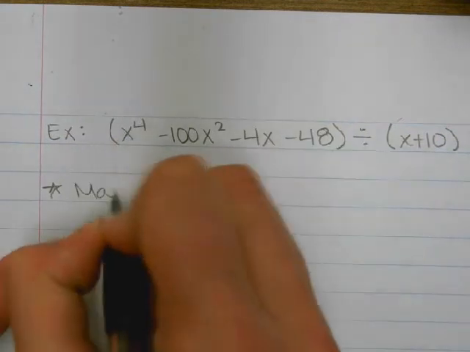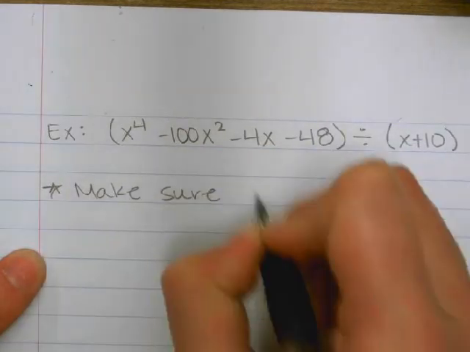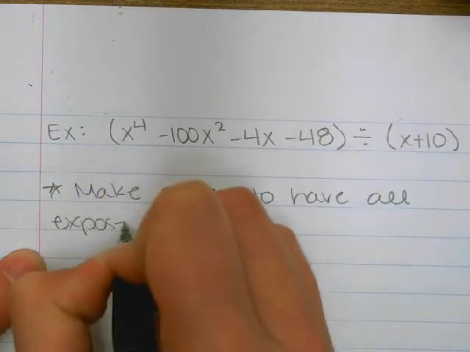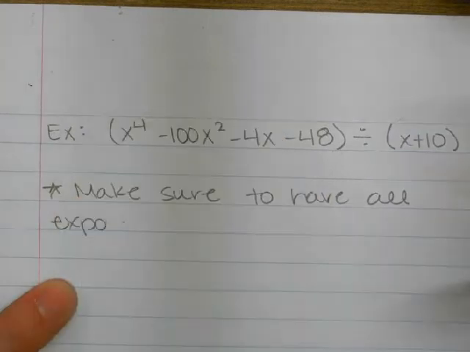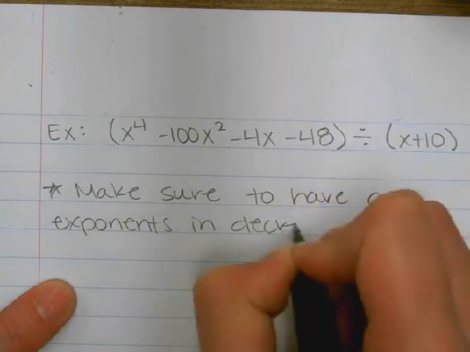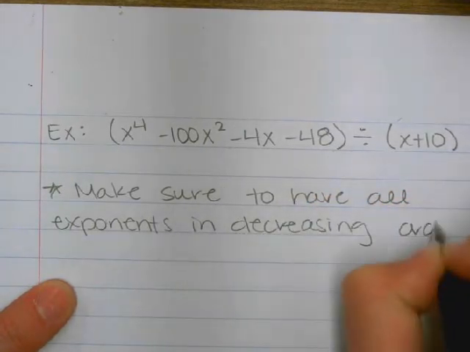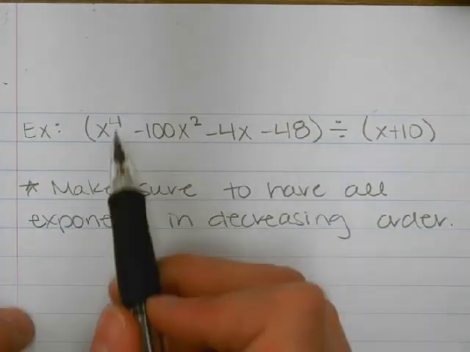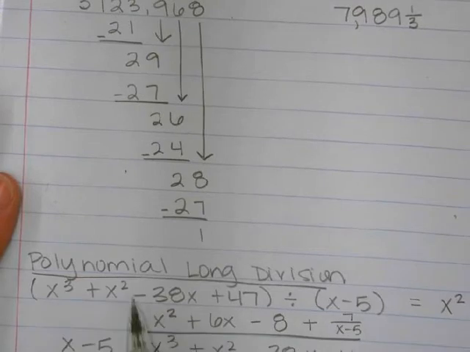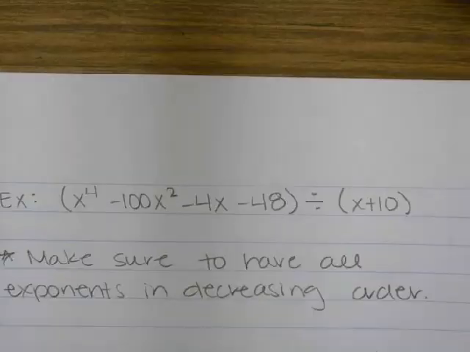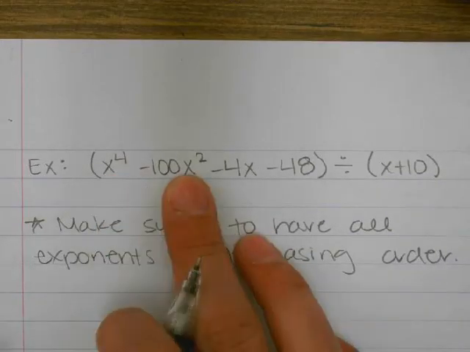So make sure to have all exponents in decreasing order. So first of all, polynomial long division only works if the exponents are in order, and on the previous problem they were. I have an exponent of 3, 2, this would be an exponent of 1, and then I have none, no exponent. Here they're also in decreasing order, 4, 2, 1, none.